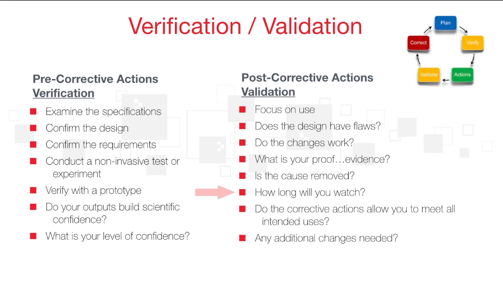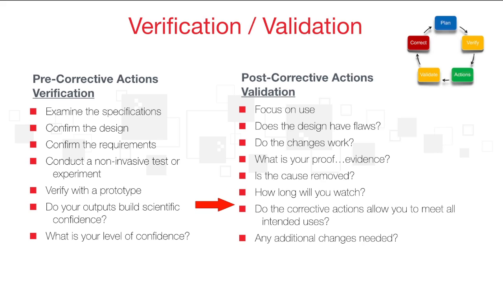Now, some of the things that we're going to have to look at in terms of validation is how long will we watch this, or how long will we let this validation go in order to receive this proof? Too much time is not a good thing. Too little time won't give us the evidence that we're looking for. So there's some key decisions that sometimes are a little bit difficult to make here, and we want to be careful with that. Do the corrective actions allow us to meet the intended use? And so we do want to go back and make sure that the fitness for use is not violated, and that we do, in terms of change, control it through a change control process if needed.